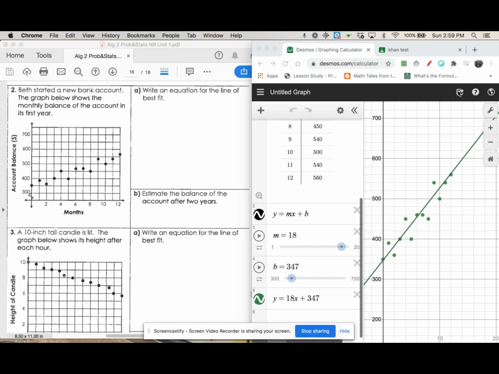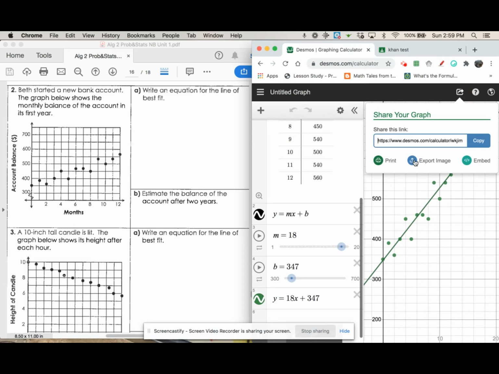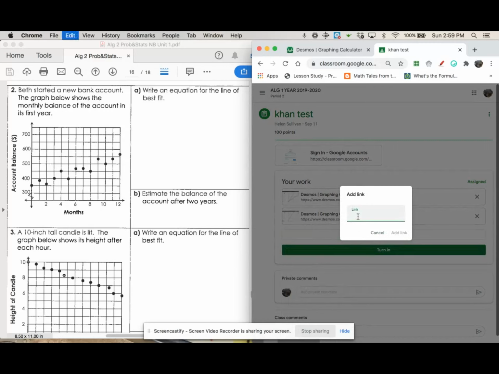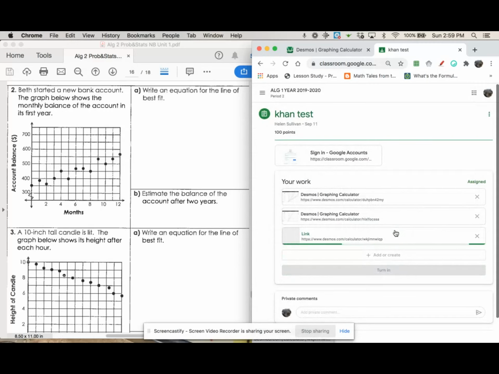Okay, before I forget, I want to make sure I get a copy of this graph. So I'm going to do share your graph. You can export an image. Make sure you know where it is. You can do a screenshot. I like to copy the link, and then I go to my assignment. I say add it. I add a link. I cut and paste it in. I add it, and there it is.